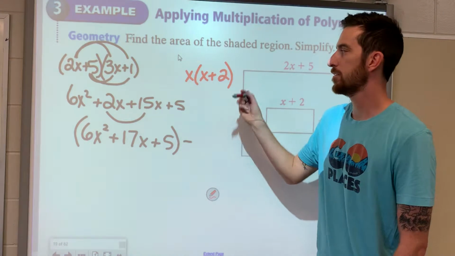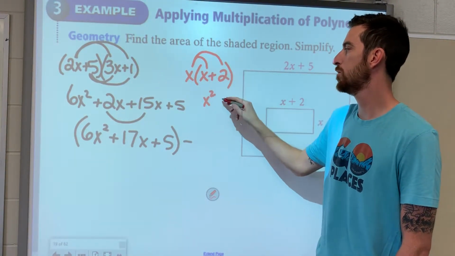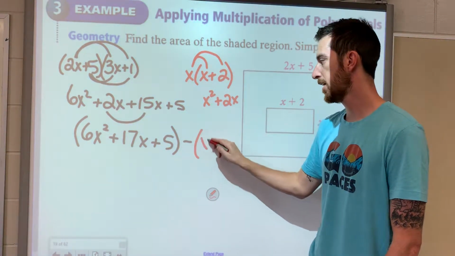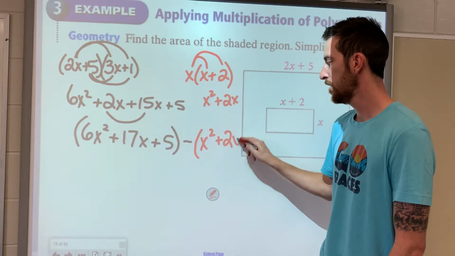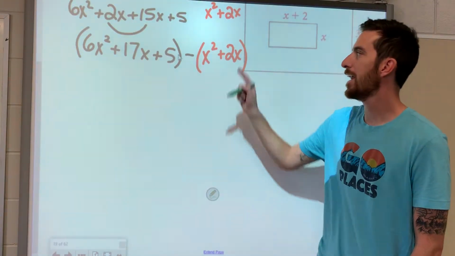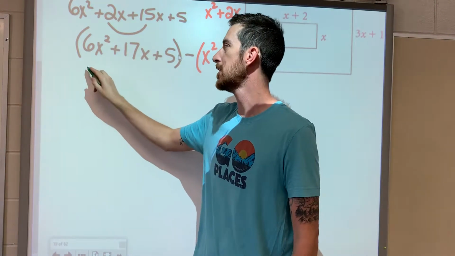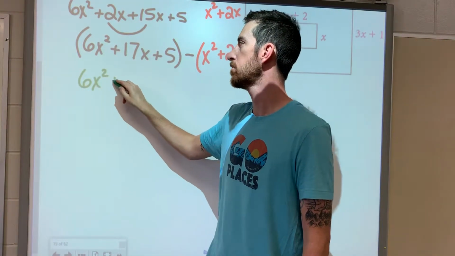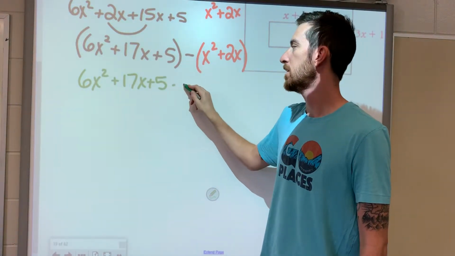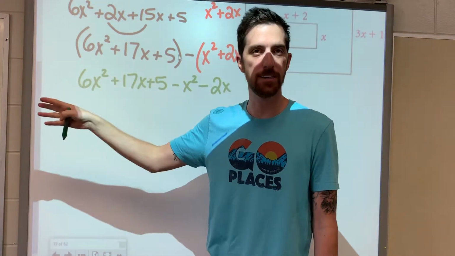The small one, x times x is x squared, x times 2 is 2x. So that's the area of the little rectangle: x squared plus 2x. Remember the mighty trick of Signor Plant. Anything after the minus sign in the parentheses, we're going to make the opposite. So this stuff all stays, 6x squared plus 17x plus 5. But we're going to make this minus x squared and minus 2x. We can simplify it that way.